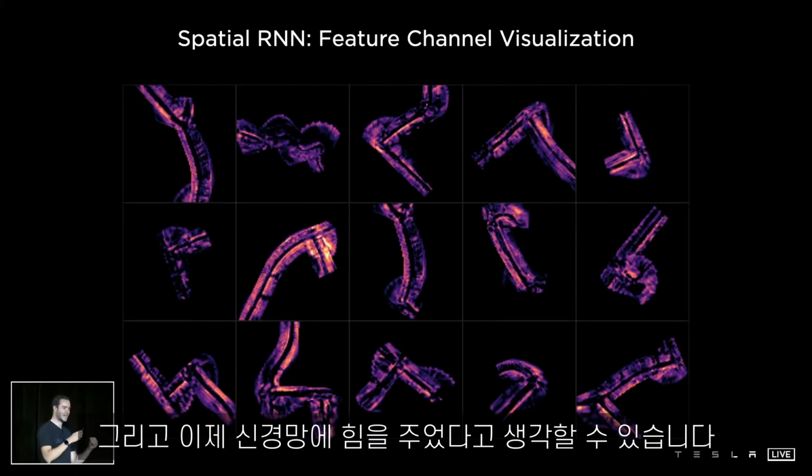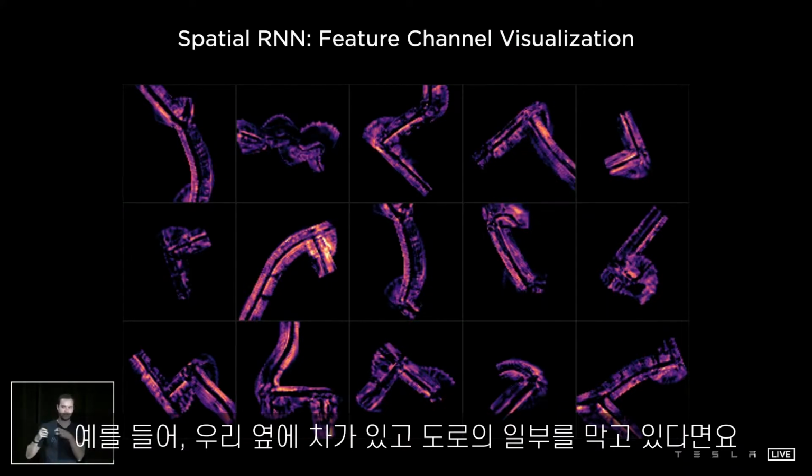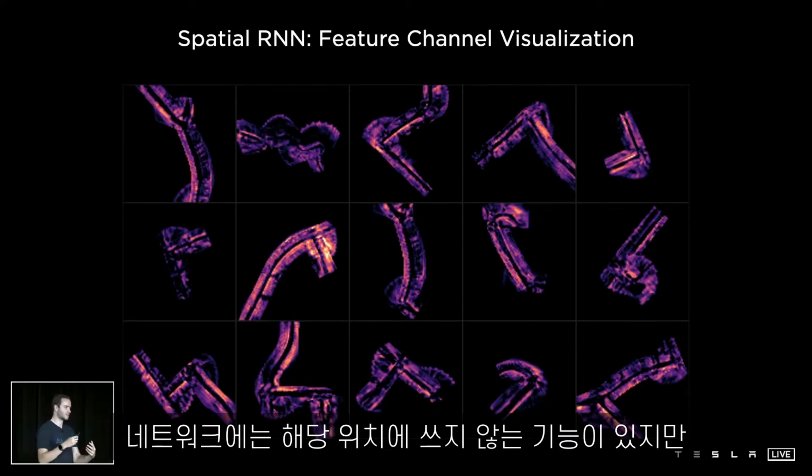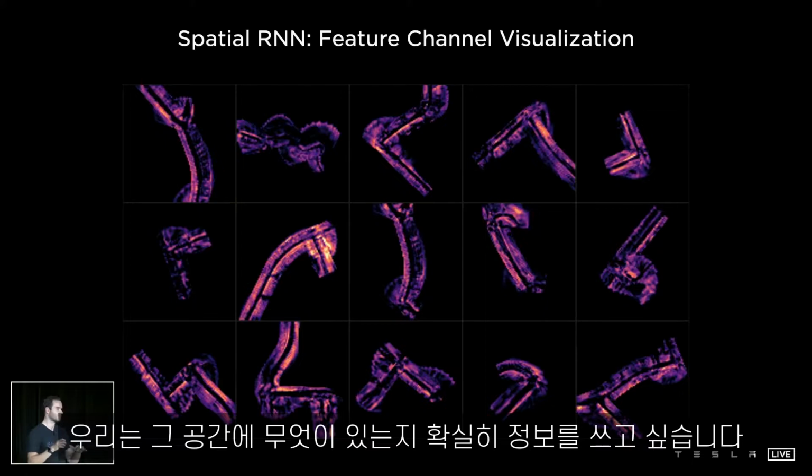And you can imagine that we've now given the power to the neural network to actually selectively read and write to this memory. So for example, if there's a car right next to us and is occluding some parts of the road, then now the network has the ability to not write to those locations. But when the car goes away and we have a really good view, then the recurrent neural net can say, OK, we have very clear visibility. We definitely want to write information about what's in that part of space.